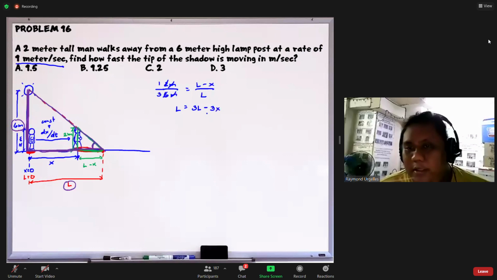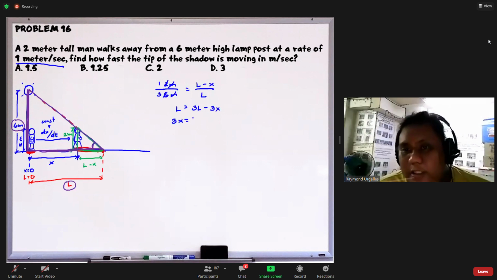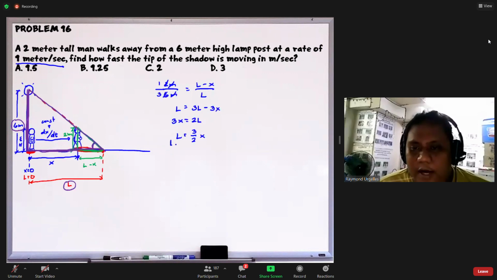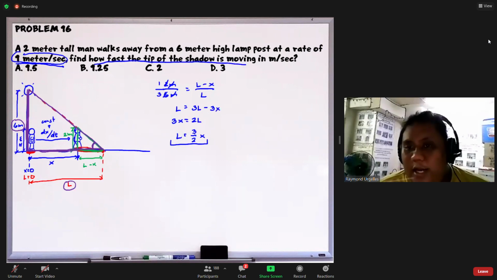Okay? Nakuha ba? So rearranging this, you will get 3x equal to 2L, or L will be equal to 3/2 of x. So this is the equation that can relate L and x, which we need in the problem. The x is the given, so the 1 meter per second has to do with x. What is being asked, how fast the tip of the shadow is moving, has to do with L. So we need to relate them.